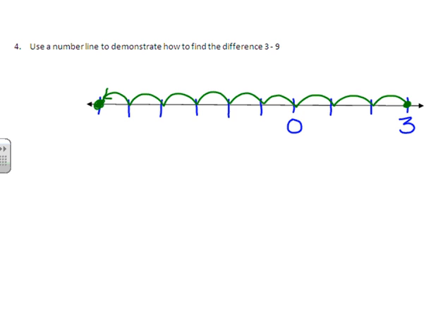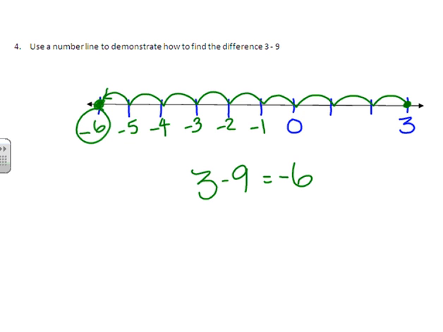Draw an arrow to show which direction I went. Now I just need to figure out what number that is. So I've got -1, -2, -3, -4, -5, and -6 is my answer. So 3 minus 9 is -6. Don't forget I could do keep, add, opposite, and I'm still going to get -6 for my answer.